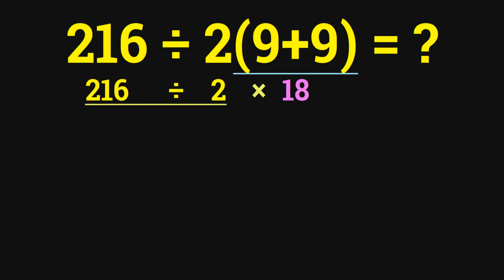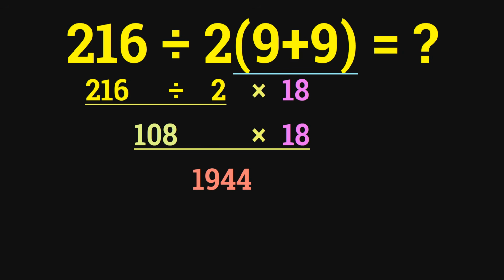216 divided by 2 gives us 108. 108 times 18 gives you 1944. So this was our final answer to this problem.